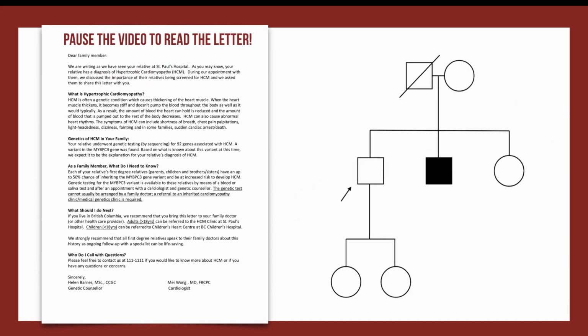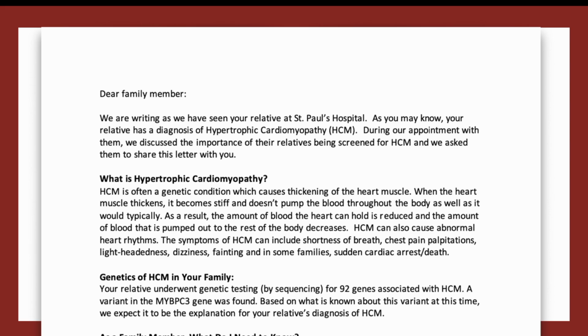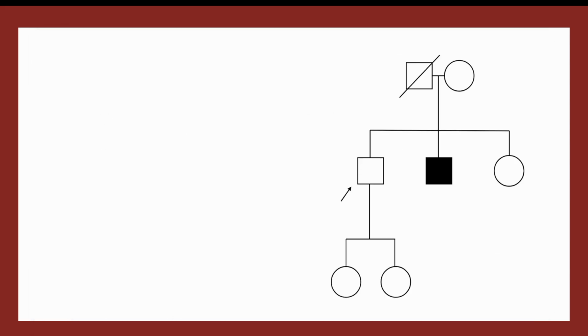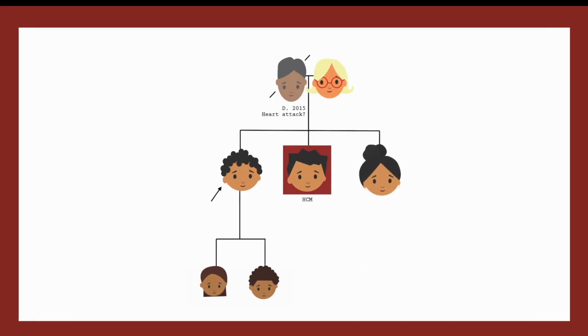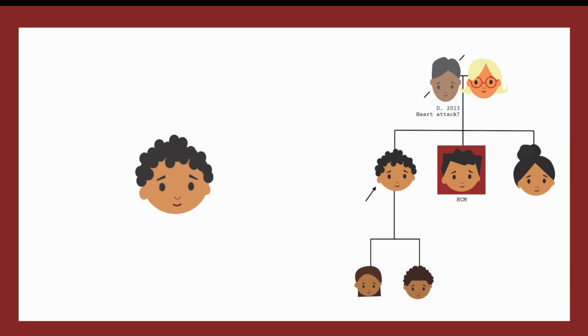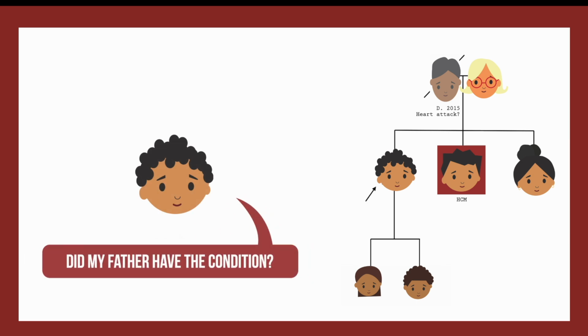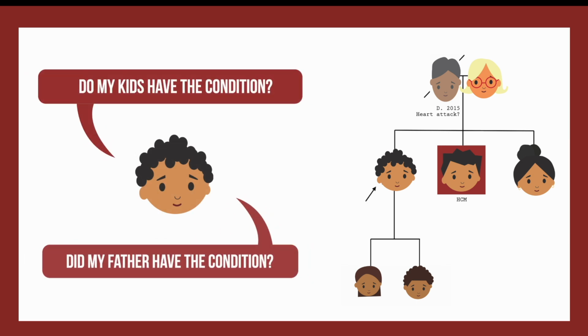The father explains that his brother was recently diagnosed with hypertrophic cardiomyopathy, and that his father died of a presumed heart attack at age 40 years old. He now wonders if this was the cause of the sudden cardiac death of his father. Based on what they read in the letter, he is worried that his two children may have hypertrophic cardiomyopathy as well, and would like his children to get tested for the gene variant found in their family.